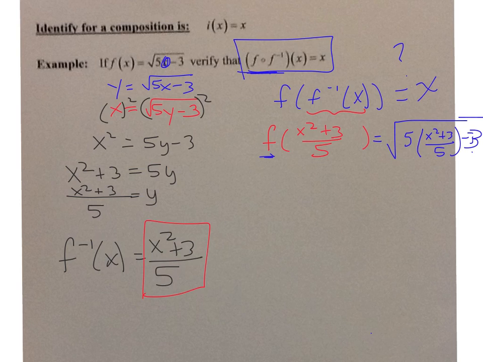Okay, so now I'm multiplying these fractions here. Right, so I could put the 5 over 1, and I can actually cross off my 5s because they reduce to 1. So now I have the square root of x squared plus 3 minus 3. And then I have the square root of x squared because they cancel each other out. And the square root of x squared is x.